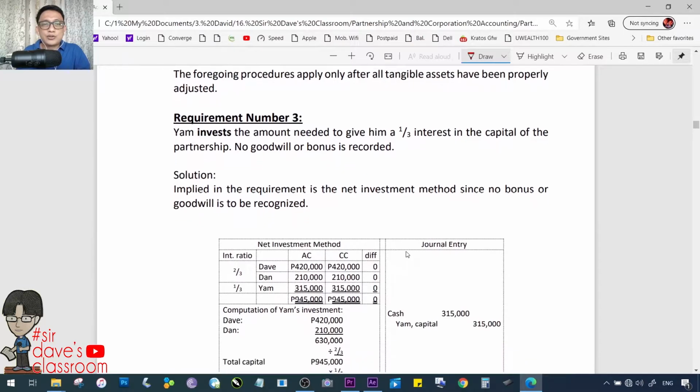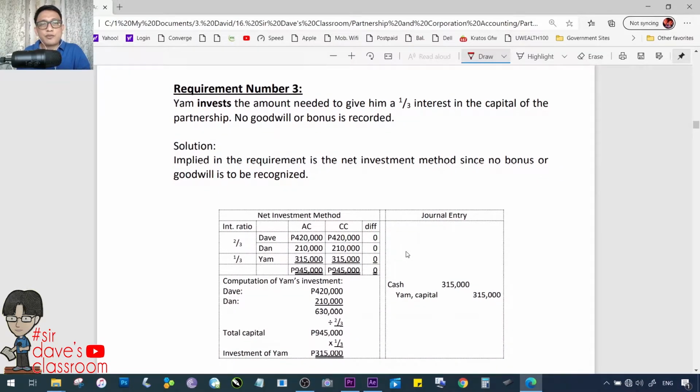So, pangatlo dun sa ating 10 requirements for the comprehensive illustration, requirement number 3. Yam invests the amount needed to give him 1/3 pa rin interest in the capital of the partnership. No goodwill or bonus is to be recorded. Take note of the wording. Binold natin dito. Invest. So we will now be utilizing investment principles. Solution. Implied in the requirement is the net investment method since there is no bonus or goodwill to be recognized.